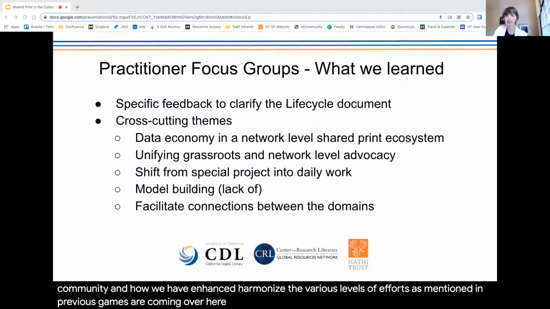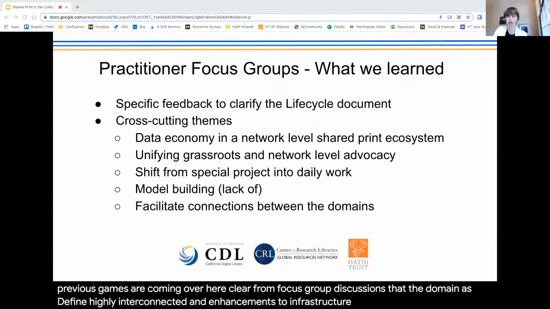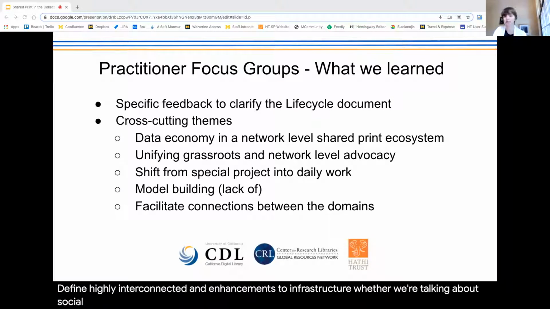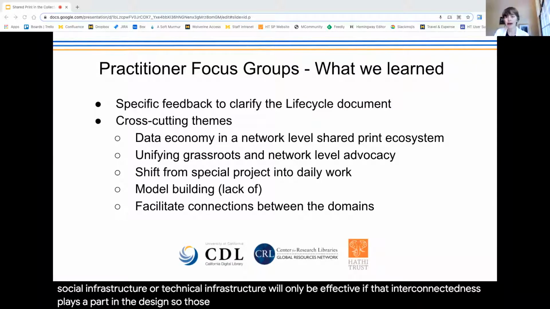Finally, it was clear from focus group discussions that the domains as defined are highly interconnected. And enhancements to infrastructure, whether we're talking about social infrastructure or technical infrastructure, will only be effective if that interconnectedness plays a part in the design. So those were the 5 major themes that we synthesized from the very rich and far-reaching feedback of the practitioners in these focus groups.